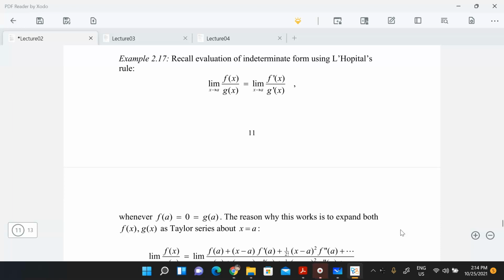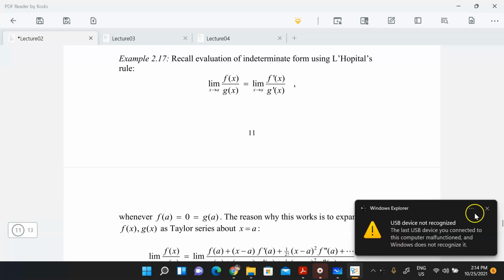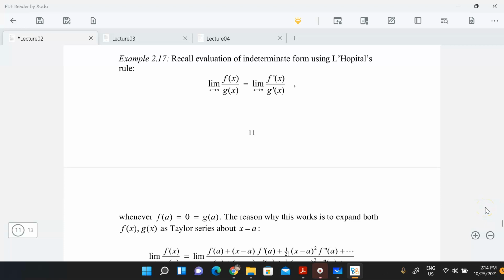sorry, oh dear. I always have this problem with my, so I have to, can I do this? No, not yet. So I have to unplug it and plug it back in. Okay, hopefully this works.